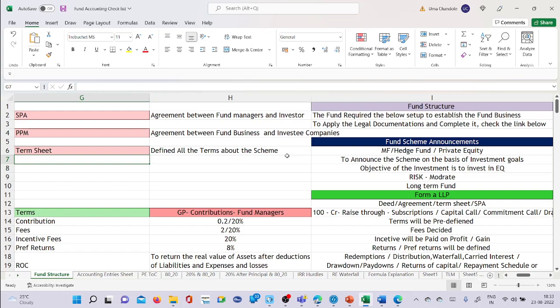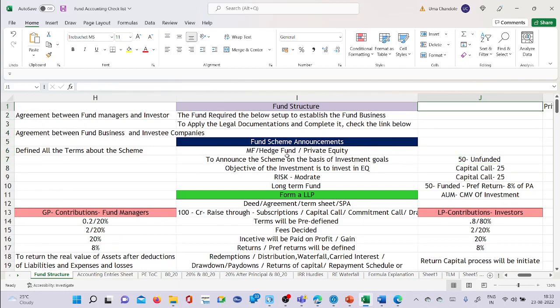Defined all the terms about the scheme. Let's see what exactly it is. If you plan to launch your scheme, you can definitely register it under the Companies Act, or as an LLP. Exceptions mean that you discuss with the investor and disclose all the terms, risk, loan, duration, investment objective, and accordingly your work starts.